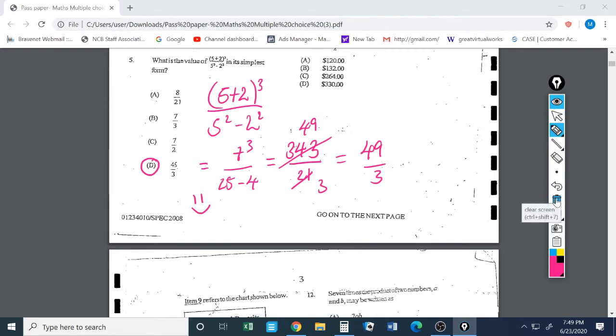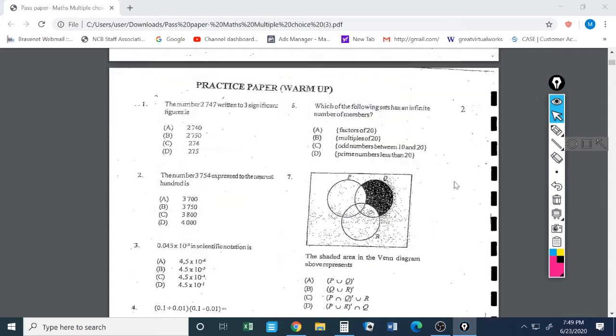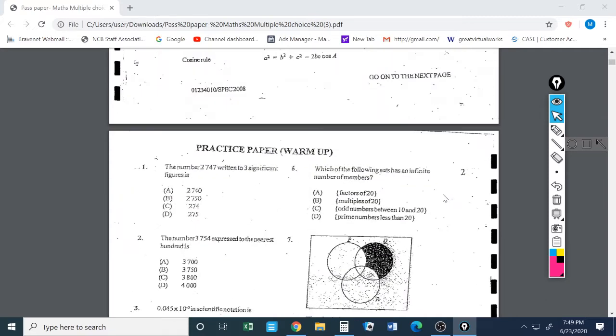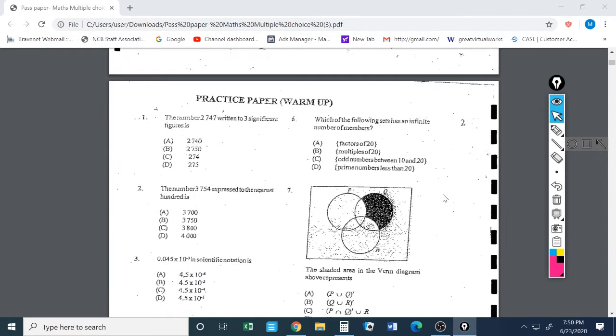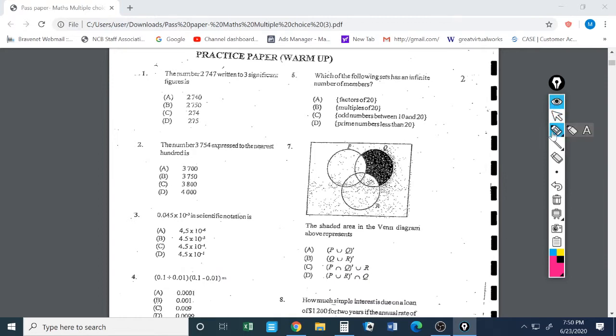All right. So let's move on to the next question. Okay, so for this question here, it says, which of the following has an infinite set of members, right? So let's look at the first one, right? And the first one is factors of 20. Now, clearly the factors of 20 is not infinite, because it would start from 1, 2, then 4, all the way to 20. And it doesn't go over 20, so it's not infinite, right?